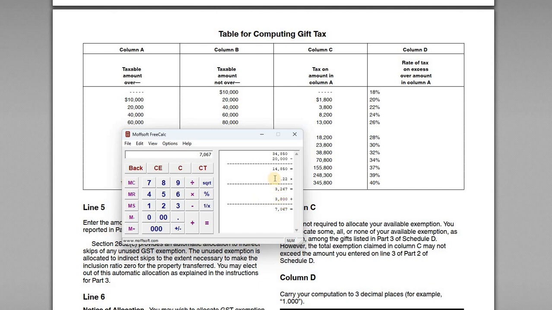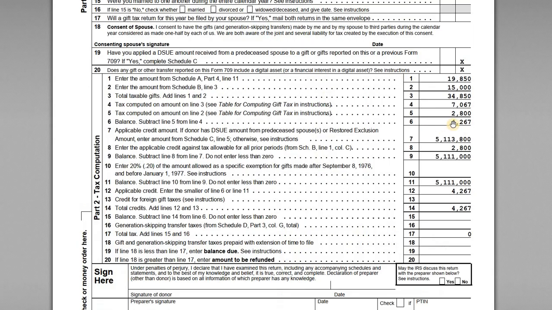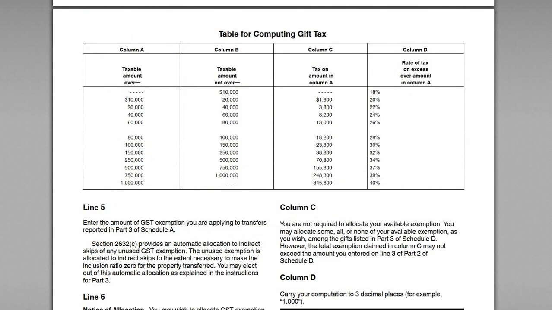So the total tax on all the taxable gifts so far is $7,067. So that amount is reported on line 4. And now we do the same computation for the amounts on line 2. So $15,000 in taxable gifts from prior periods. We want to recalculate that number.